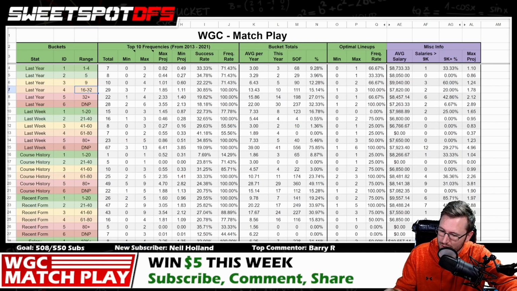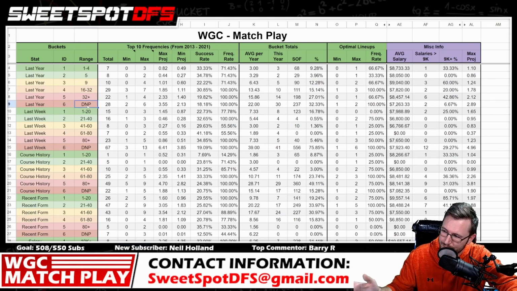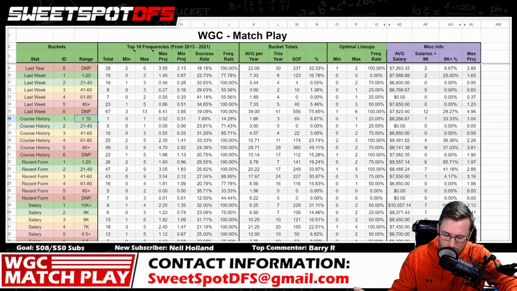And then it's the guys who have enough points in their groups to consider 16th to 32nd, but didn't make it out of group play. And then it was anyone after. And then, of course, did not play. Then I have last week buckets, which are the same. Course history buckets are different.